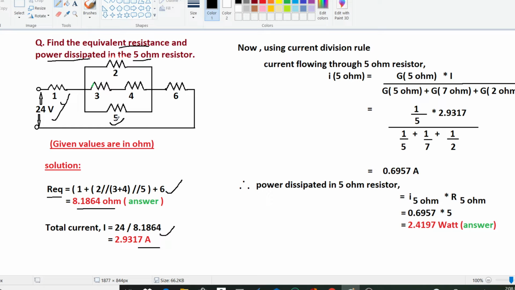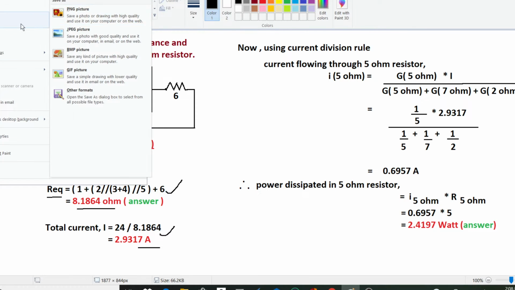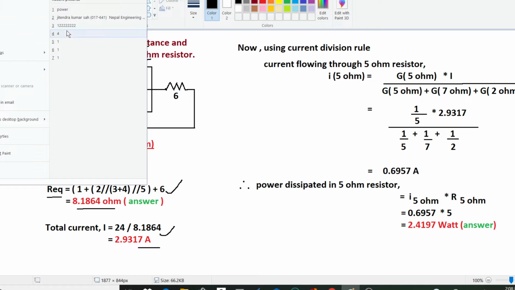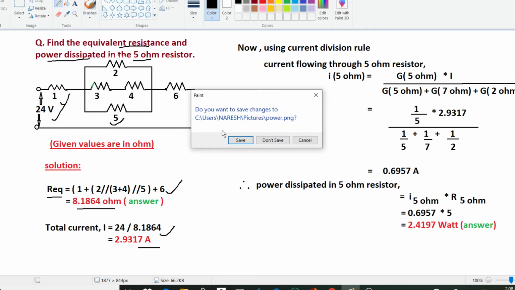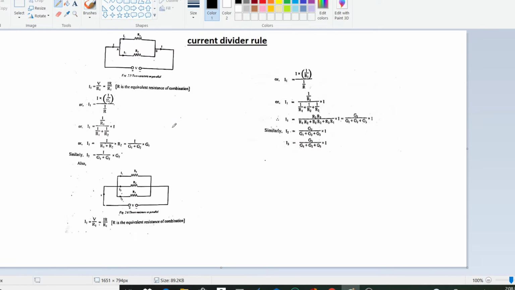Now, in order to calculate the power dissipated in the 5 ohm resistor, we need to understand the current division rules. Here you can see this circuit, with two resistors R1 and R2 connected in parallel. The current supplied by the battery is I, the current flowing through resistor R1 is I1, and through R2 is I2.